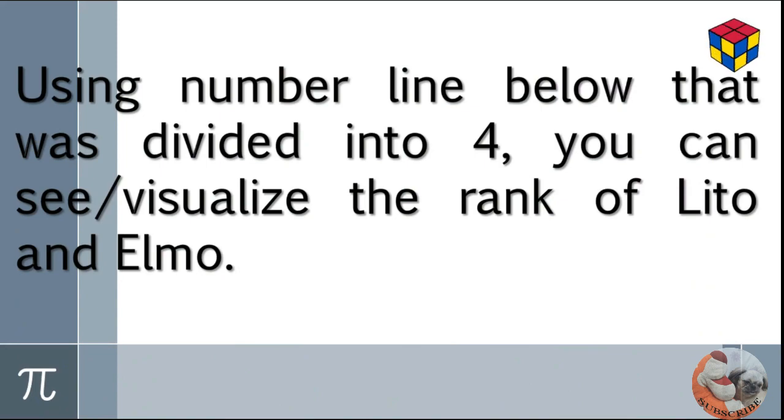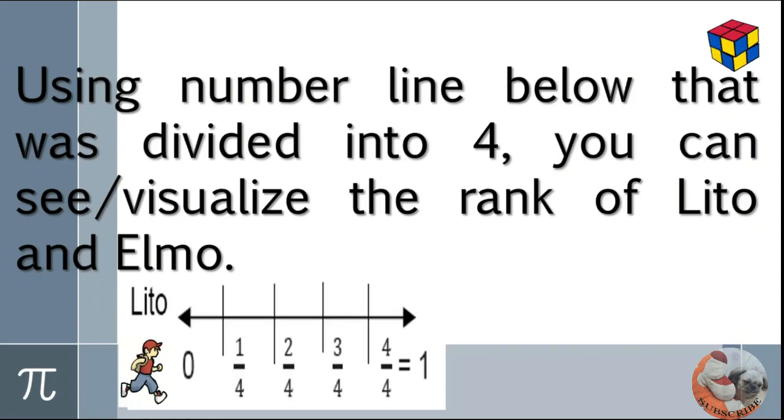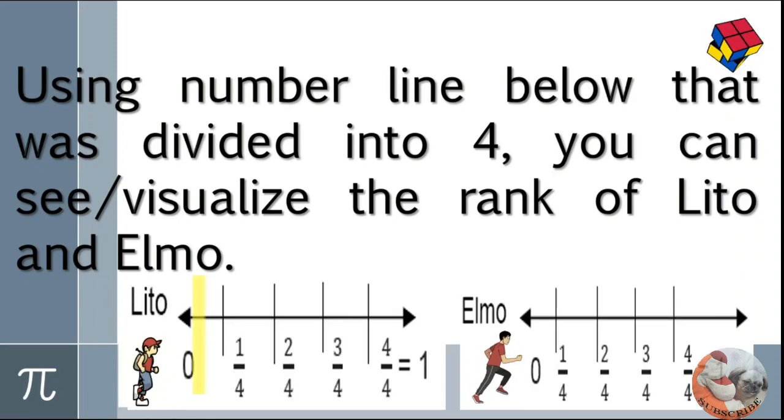A number line below that was divided into 4. You can see or visualize the run of Lito and Elmo. Lito ran 1/4 while Elmo ran 2/4.